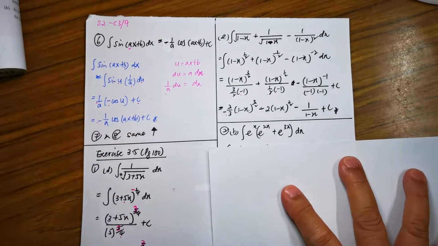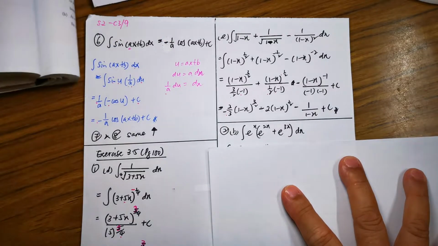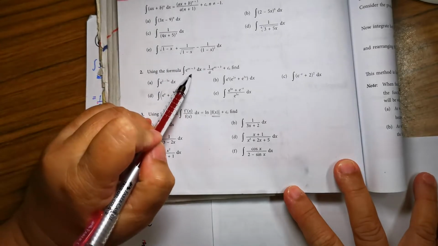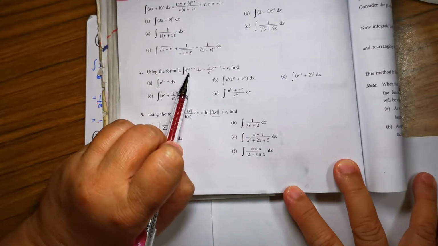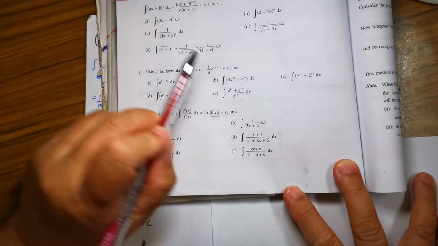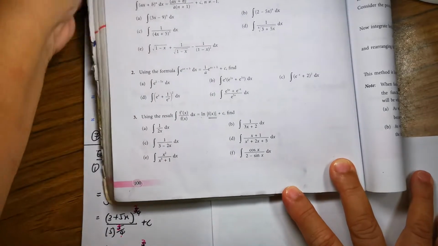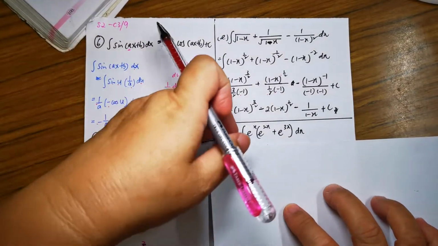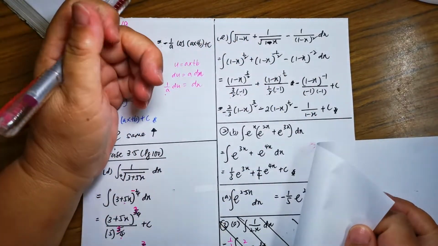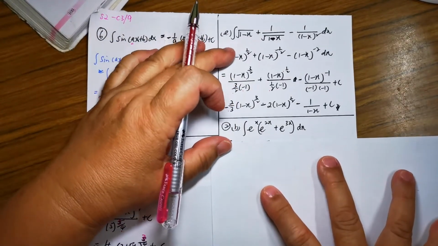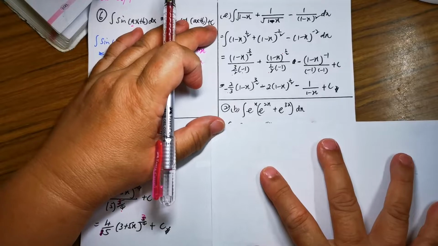Now we are going to see question 2. You are asked to use this formula: e to the power of ax plus b, the answer is 1 over a, e to the power ax plus b. Use this formula. This is very simple. I will only discuss 2 questions. I discuss b first.